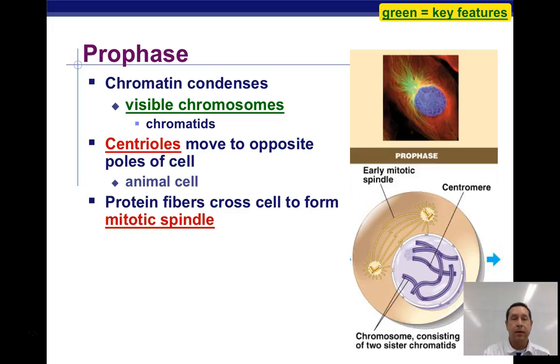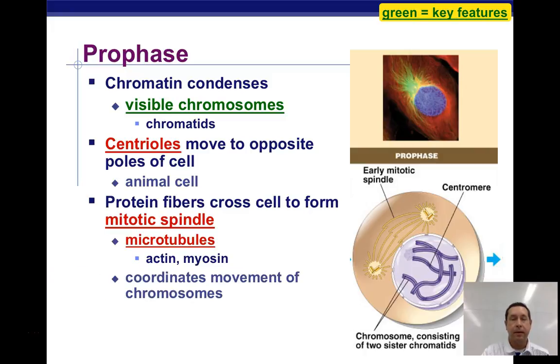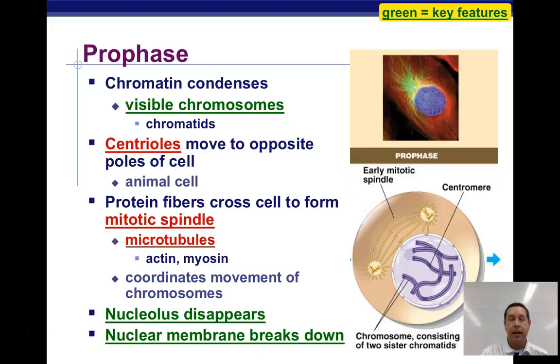Protein fibers cross the cell to form the mitotic spindle, or spindle apparatus. These are made up of microtubules, actin, and myosin, the same stuff that makes up the cytoskeleton. And it coordinates the movement of the chromosome. They will attach to the centromere of the chromosomes and move the chromosomes through the various stages of mitosis. The nucleolus is disappearing. The nuclear envelope, or nuclear membrane, is also breaking down.